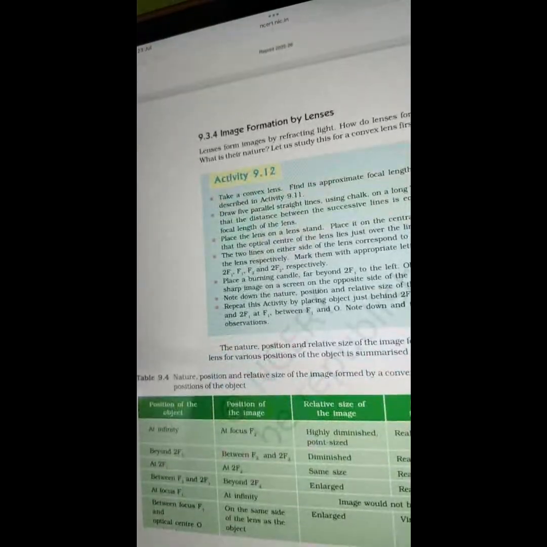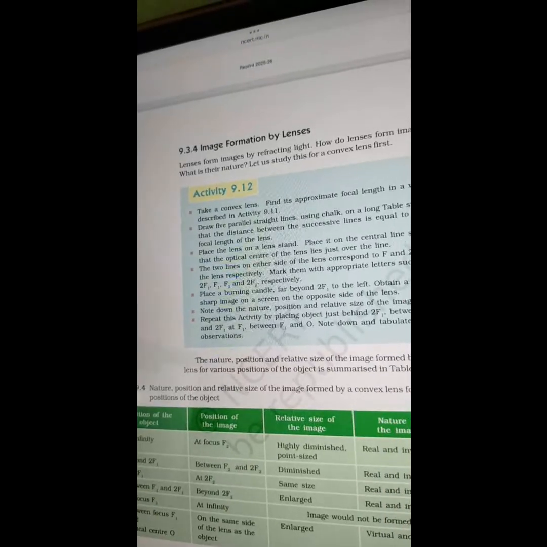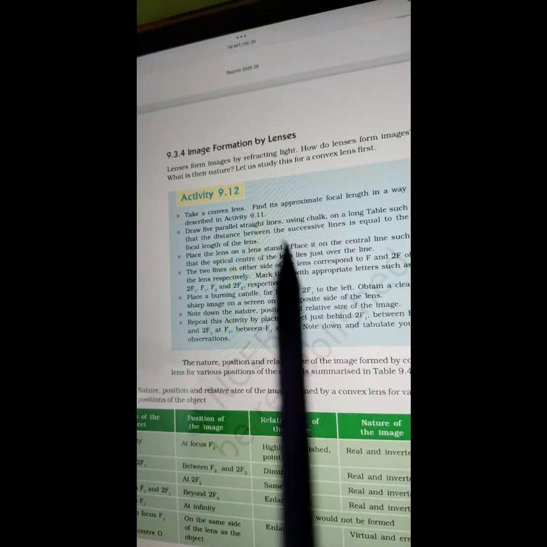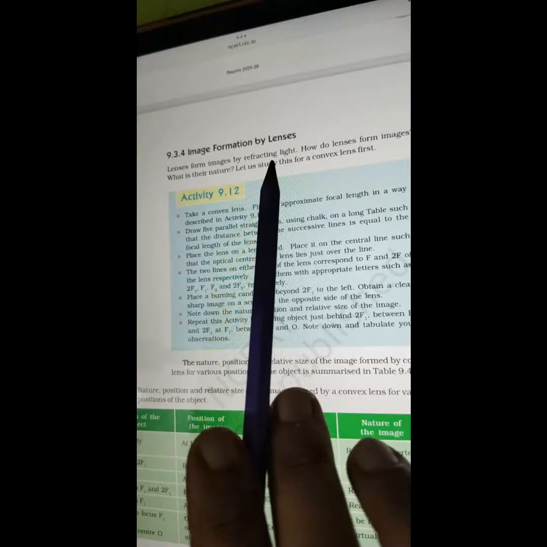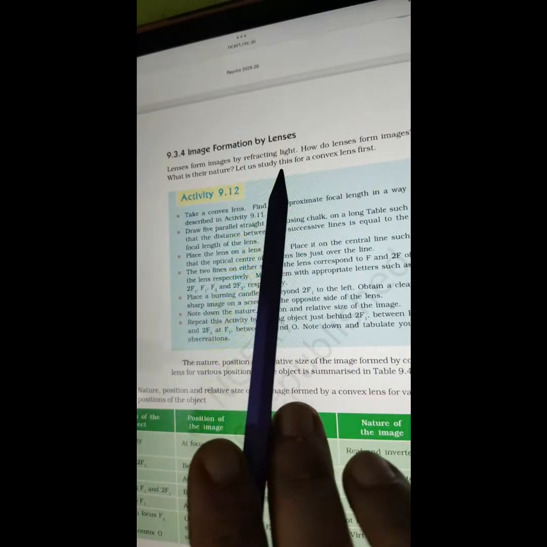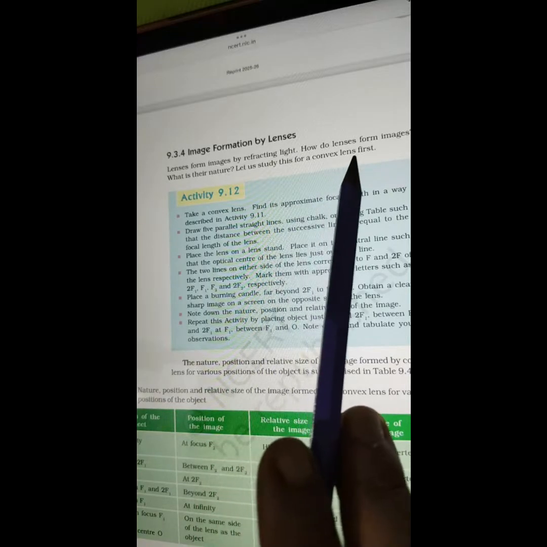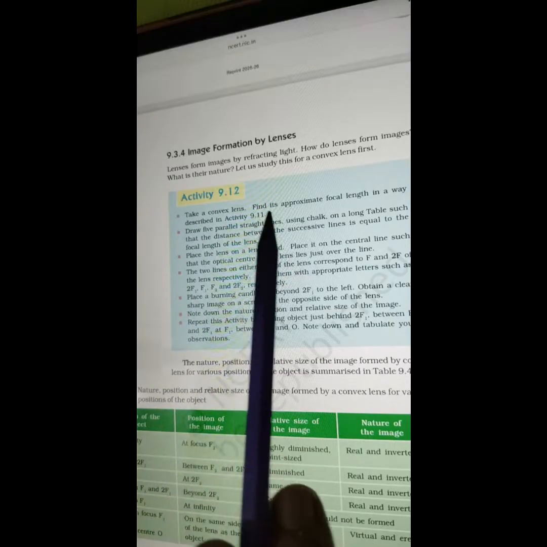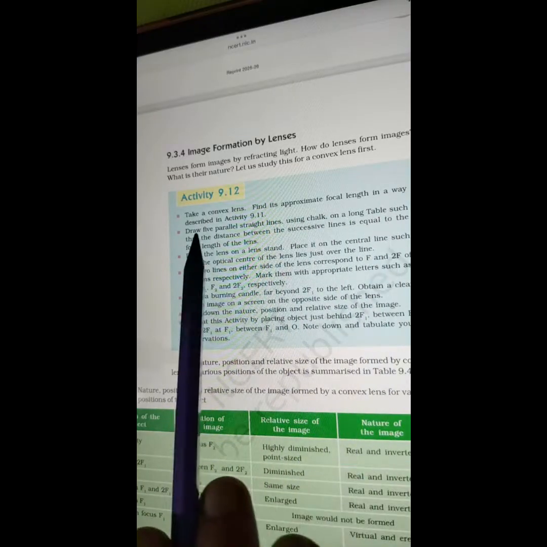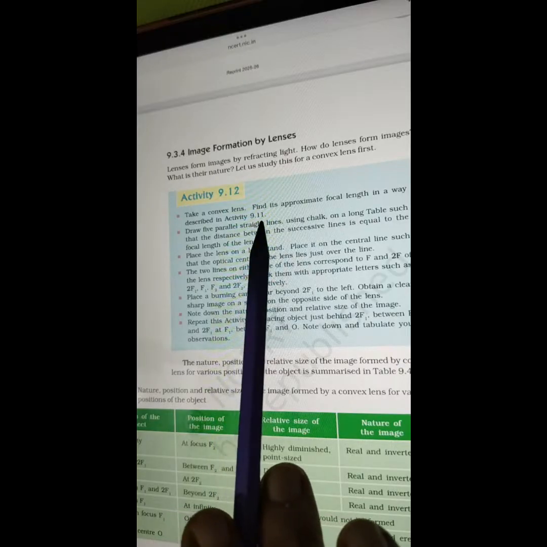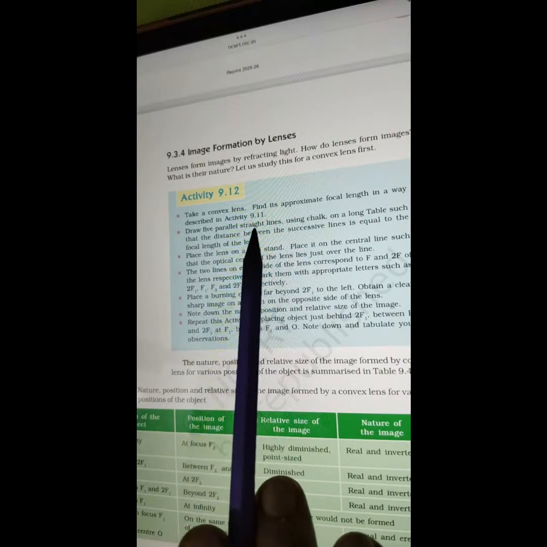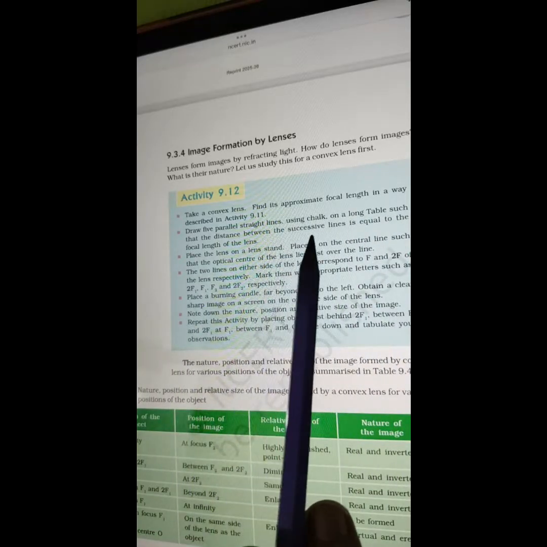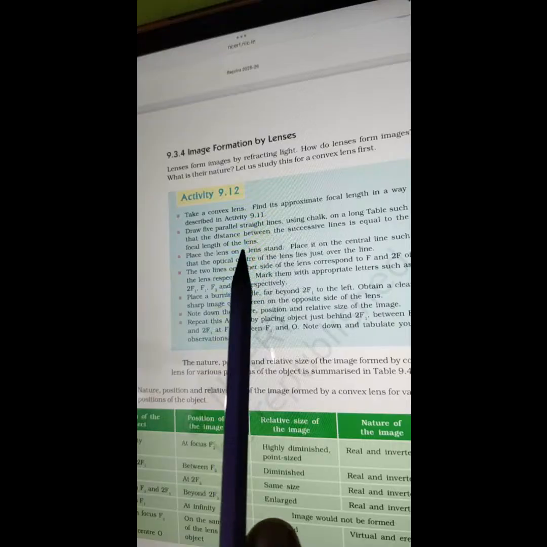So we are coming to the next part, image formed by the lenses. Lenses form images by refracting light. How do lenses form images? What is their nature? Let us study this for a convex lens first. Activity 9.12. Take a convex lens, find its approximate focal length in the way described in activity 9.11. Draw five parallel straight lines using chalk on a long table such that the distance between the successive lines is equal to the focal length of the lens.